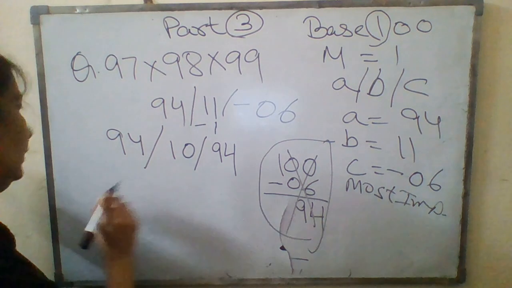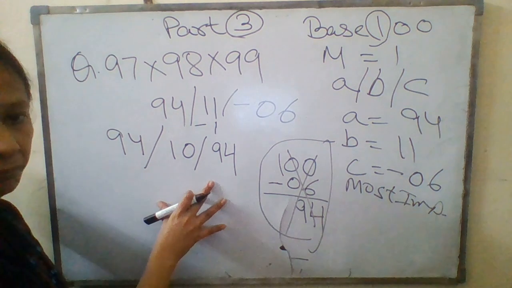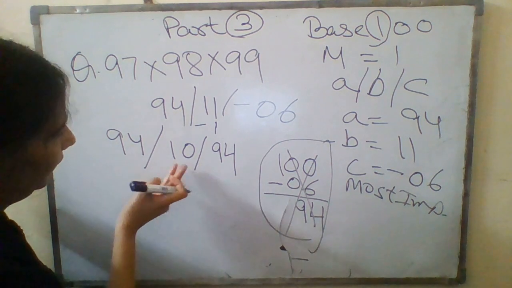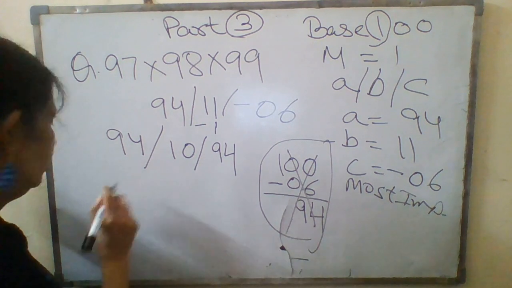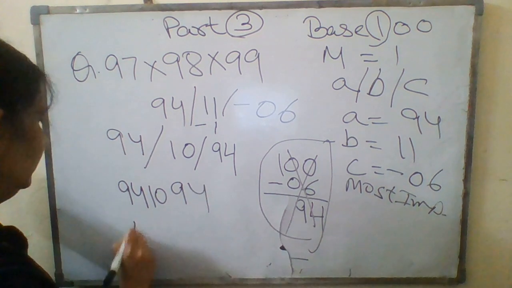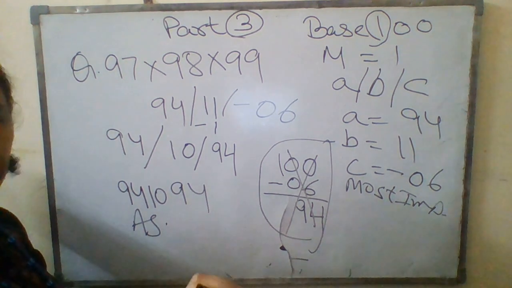Now you see, because here are 2 zeros, here also we have 2 digits and here also we have 2 digits. So this is our final answer, 941094. This is our final answer.